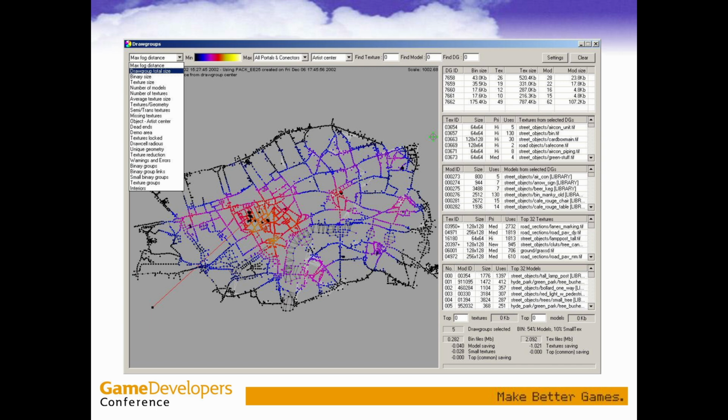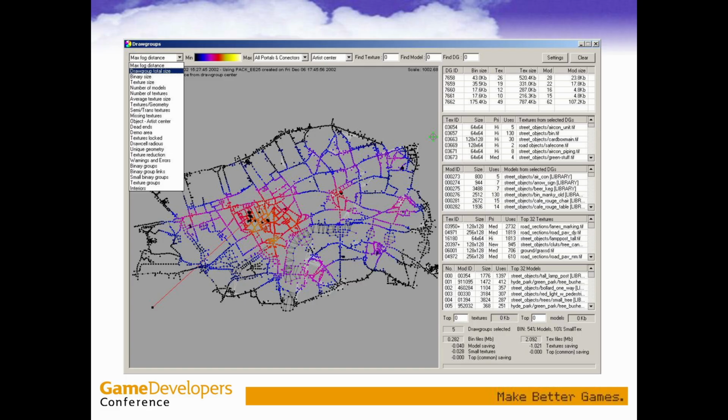So this is a screenshot of their custom tool. One of the very important things, I can't emphasize this enough about doing a streaming system, is to have some kind of profiling or analysis tool so that you can look at how your data is laid out or distributed, or how the data is being used by the engine.